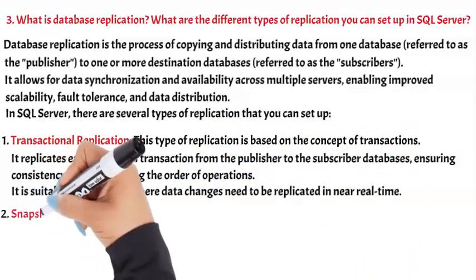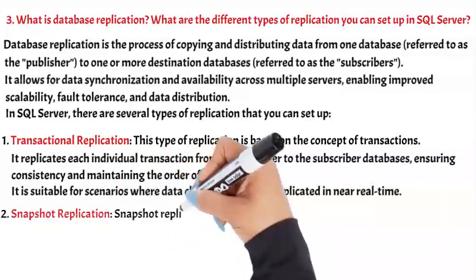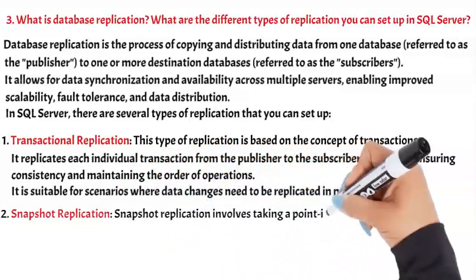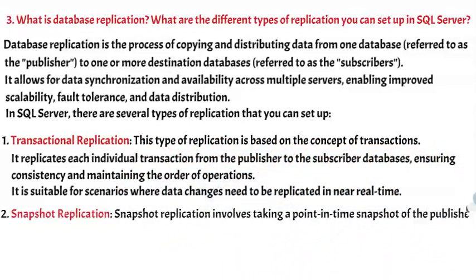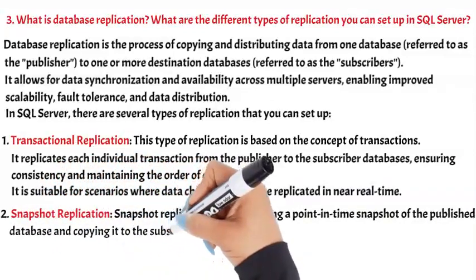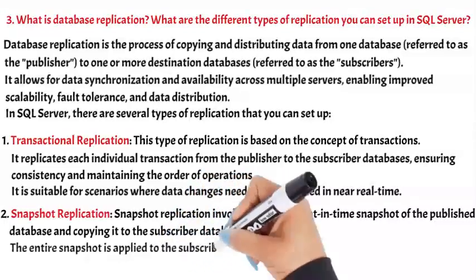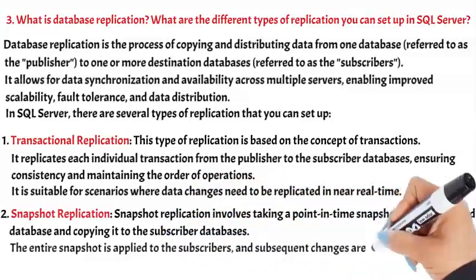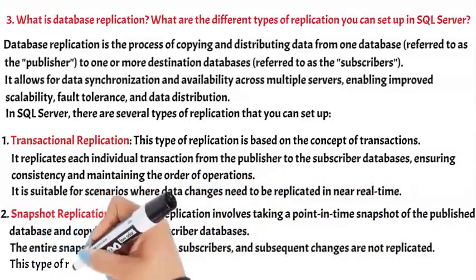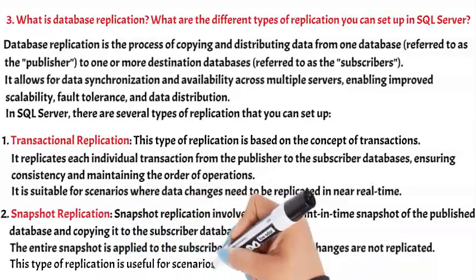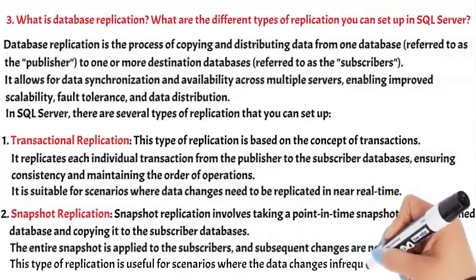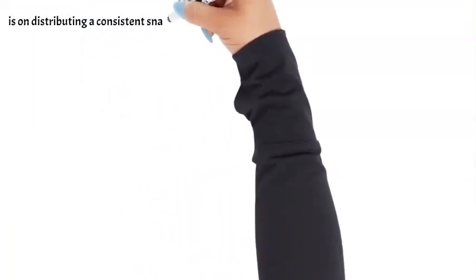2. Snapshot replication. Snapshot replication involves taking a point-in-time snapshot of the published database and copying it to the subscriber databases. The entire snapshot is applied to the subscribers, and subsequent changes are not replicated. This type of replication is useful for scenarios where the data changes infrequently, and the focus is on distributing a consistent snapshot of the data.